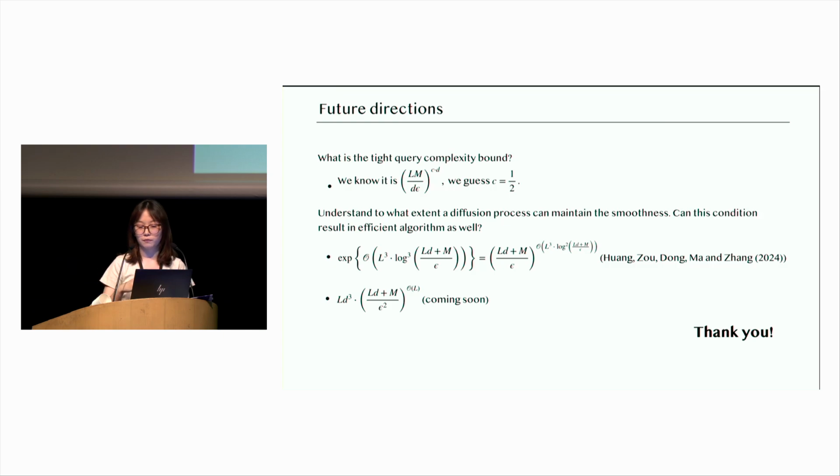Are you asking about when D is larger than LM? Right, yes. We can prove that it's impossible. The lower bound shows that if we assume the distribution satisfies those two assumptions, LM should be larger than D. Makes sense, thank you.